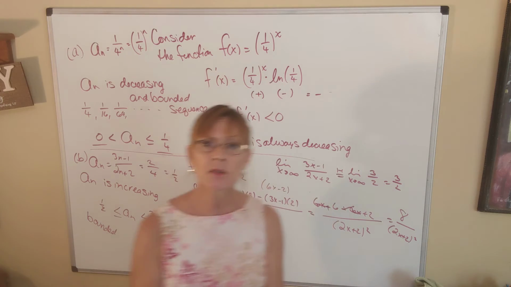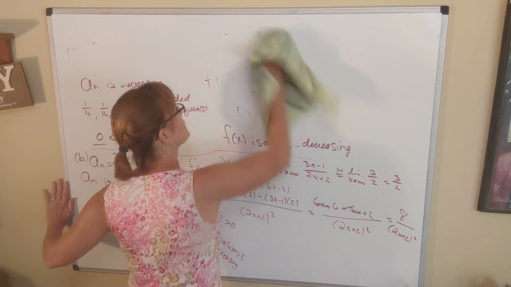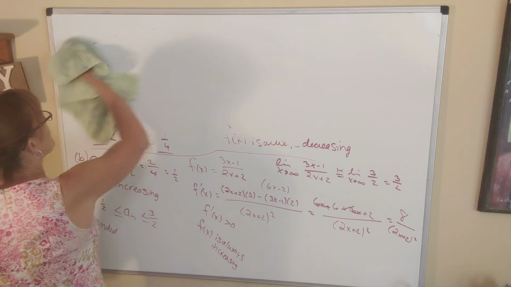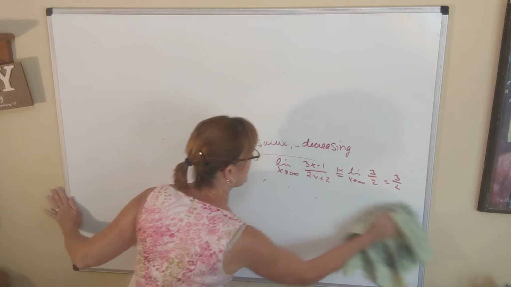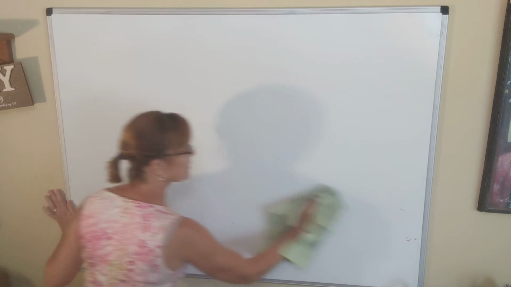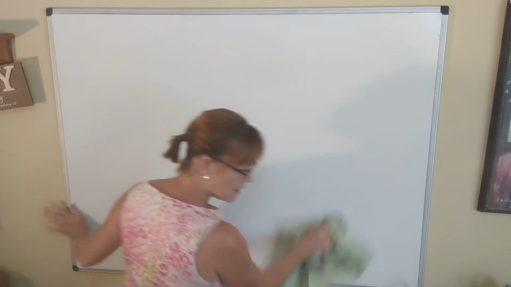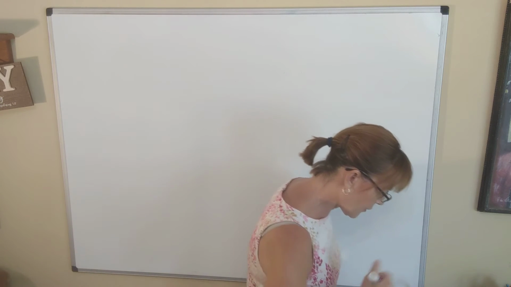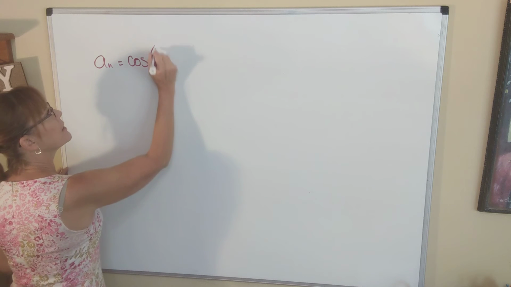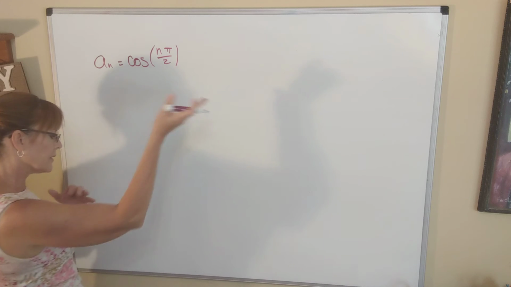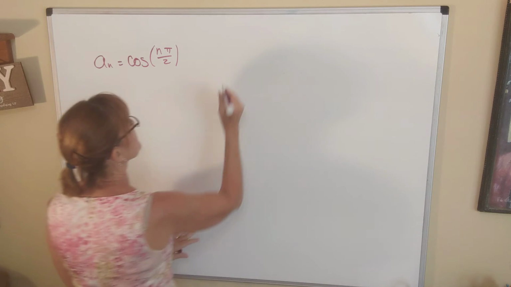Now, let's do the last one and see what can happen there. The last one there, C, goes like this. It's one we've seen earlier, the cosine one, right? That was earlier in the worksheet. So we've got the cosine of n pi over 2. So a sub n is equal to the cosine of n pi over 2. So is this increasing? Is this decreasing? Is it not monotonic? And so let's see here.